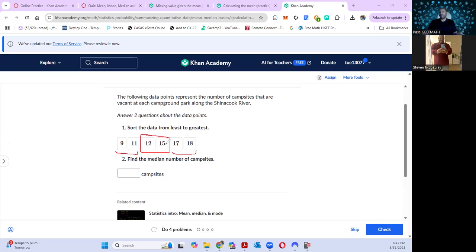What are we going to do to the 12 and 15? We're going to add them. What's 15 plus 12? 27. And then we're going to divide by 2. What's 27 divided by 2? 13.5. So even though that number is not in that list, our answer is 13.5.